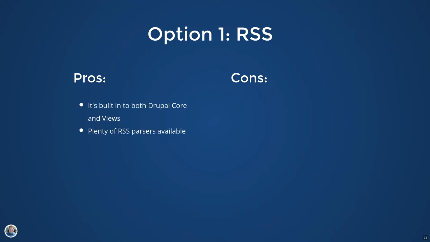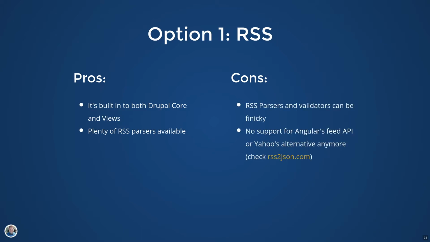The main benefits to RSS are it's already built in to Drupal. It's in both Drupal core and Views, and there are a lot of different parsers that already exist. However, Google no longer provides support for the one that Angular used, which was the Feeds API. It went away about 1.5 years ago, maybe 2 years ago. Yahoo, which had a similar offering under Y Combinator, has also taken that away.